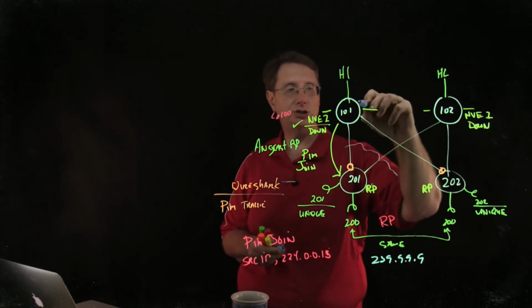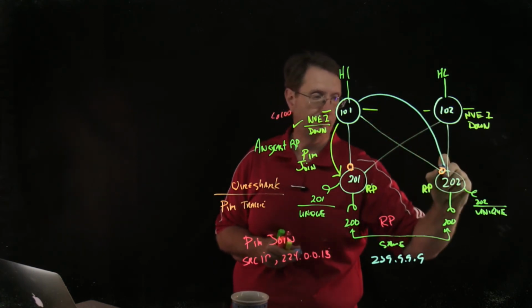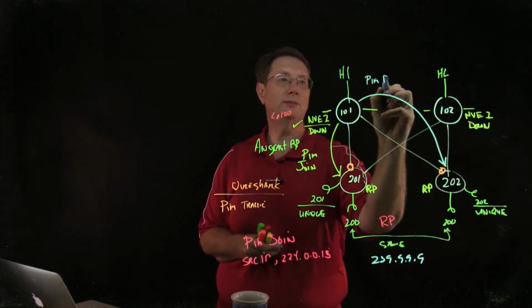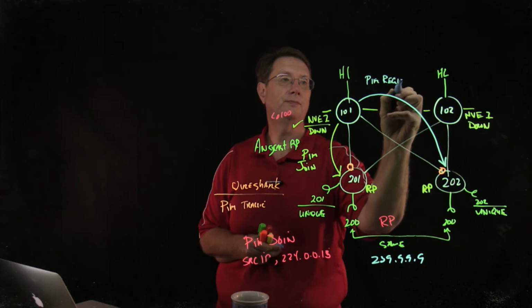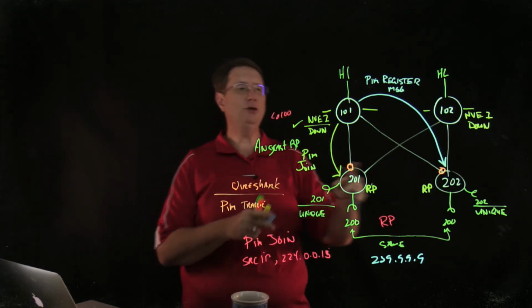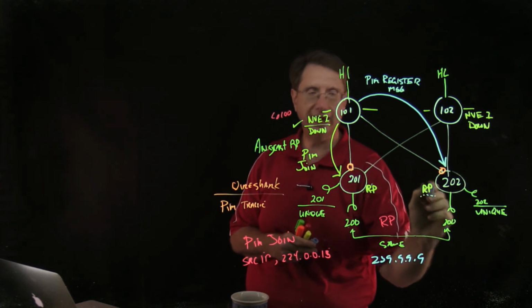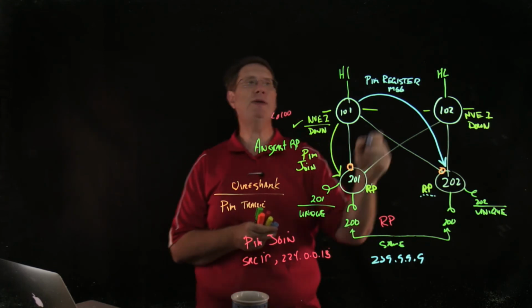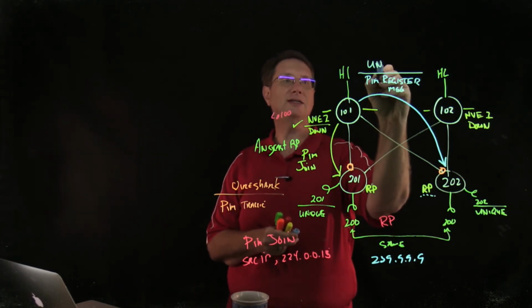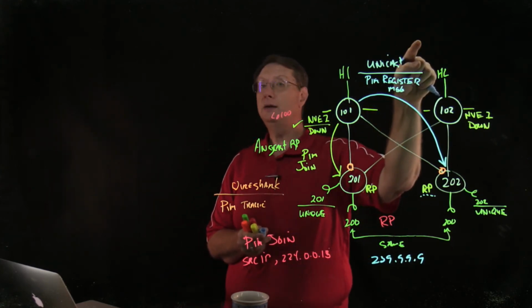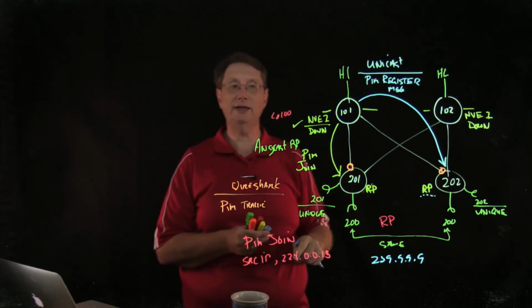It's also important to note that once that happens, the NVE on Leaf 101 is going to send a message called the PIM register message. So it's trying to join the fabric. And you'll notice, in most cases, in this specific case, it should go to the other rendezvous point, because this PIM register is actually a unicast. So the multicast is going to be re-encapsulated in unicast and sent directly to another switch.